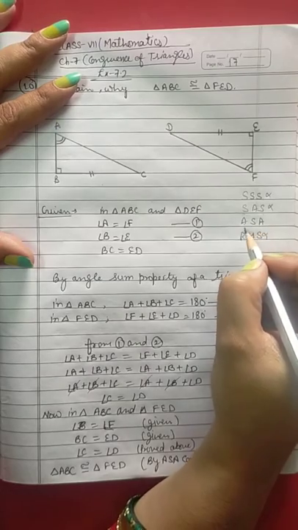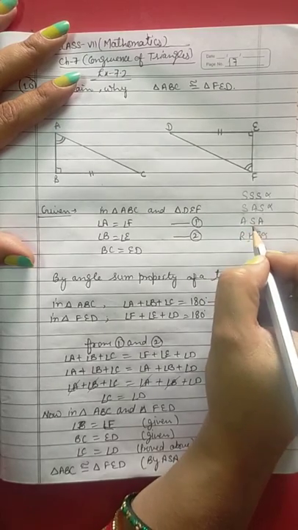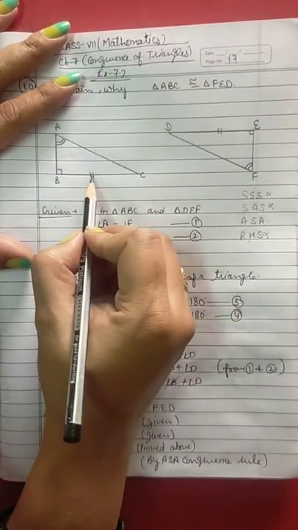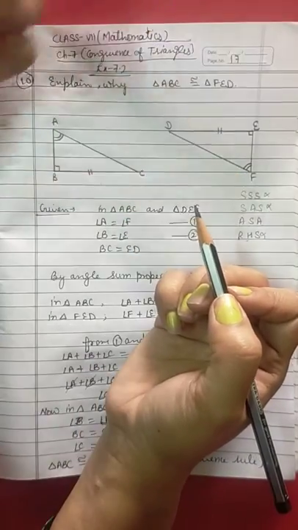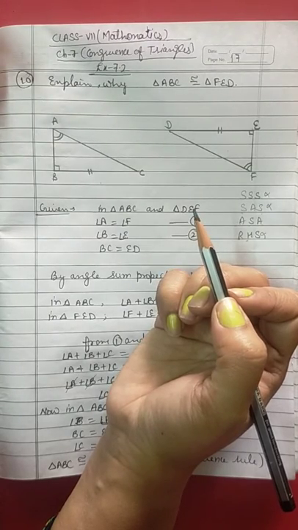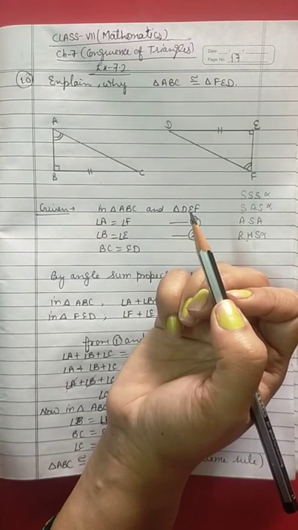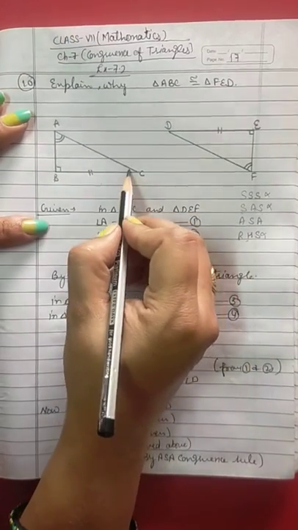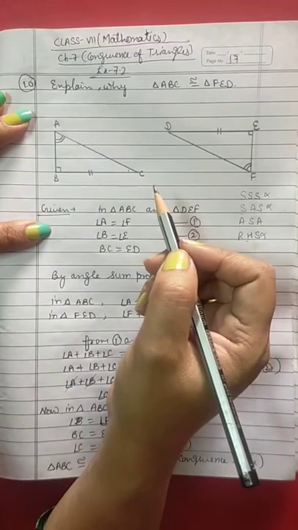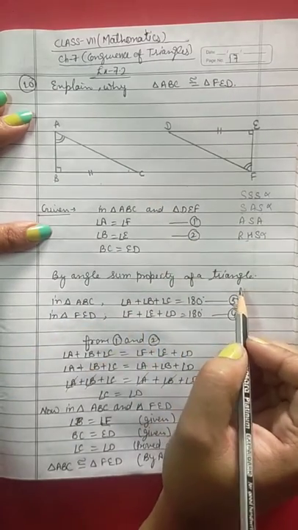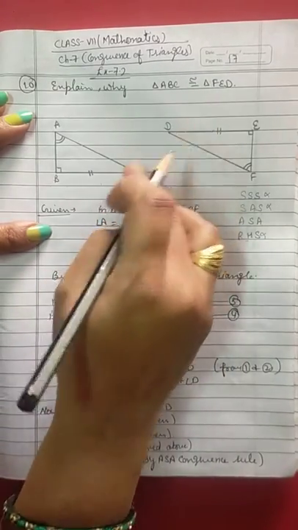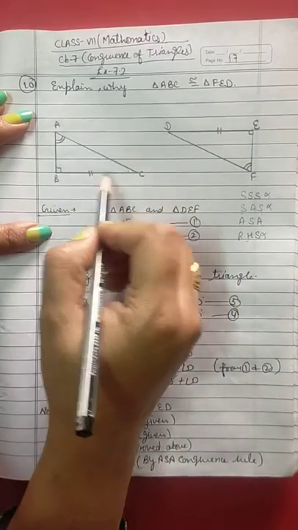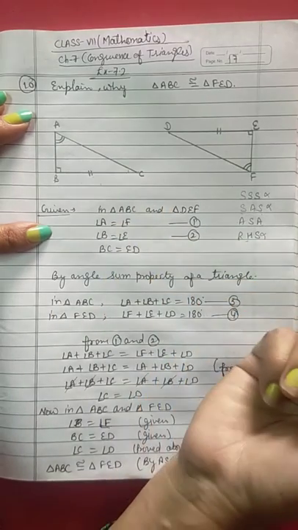So now we have ASA. It means the side is included between both the angles, but here you can see the side is here and the angles are here. So what we'll do here, as we know that in a triangle, when two angles are given to us we can find out the third angle. So we will use the angle sum property and find out the third angle in both triangles. After that we will use the angle side angle criterion to show the triangles are congruent.